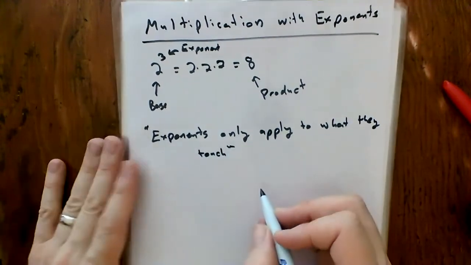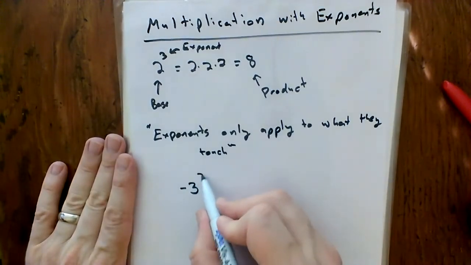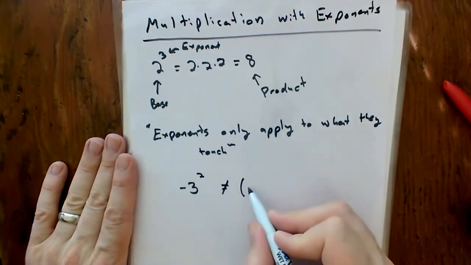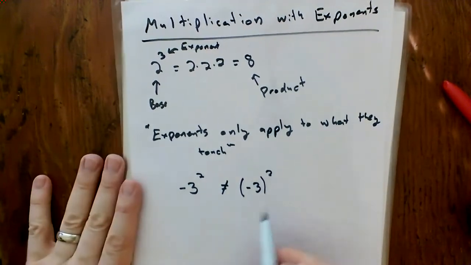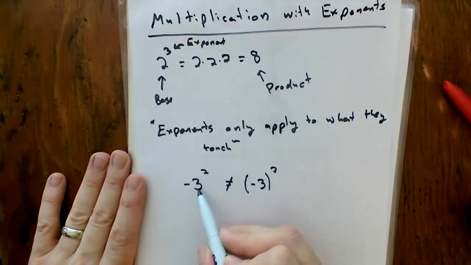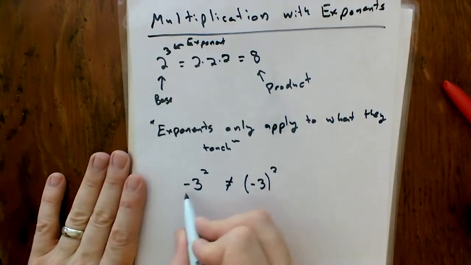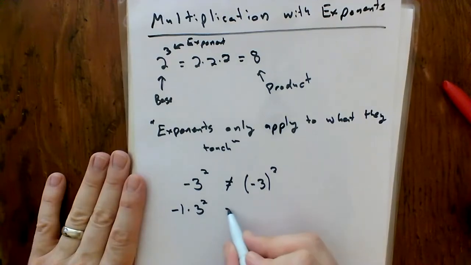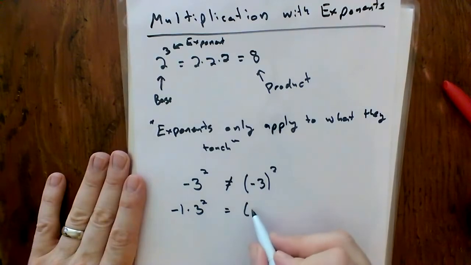Which means that if I've got something like -3 squared, this is not going to be the same thing as, inside a set of parentheses, (-3) squared. The difference is a slightly different way of thinking. This exponent is only applying to the 3, but not the negative in front of it. We can think of this as -1 times 3 squared. In the parenthetical version, that negative is still contained inside that set of parentheses.